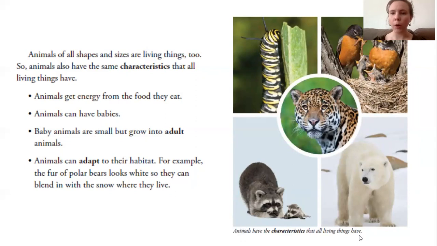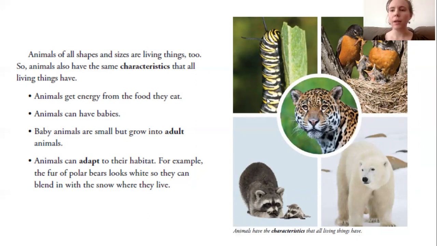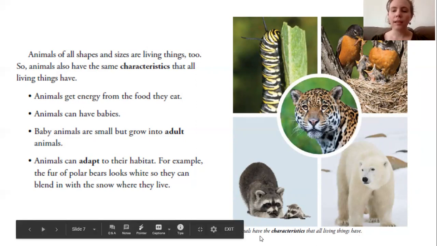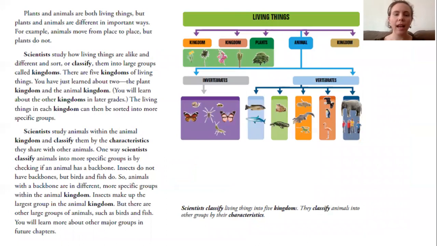Remember to check on these photographs. Some raccoons, a polar bear, maybe a cheetah or a leopard, a caterpillar, and some little birds at their nest. These birds are called robins that have the red chest of feathers. Animals have the characteristics that all living things have. That caption is really important too, so that we can make sure we get all of the information in our nonfiction text. Plants and animals are both living things, but plants and animals are different in important ways.